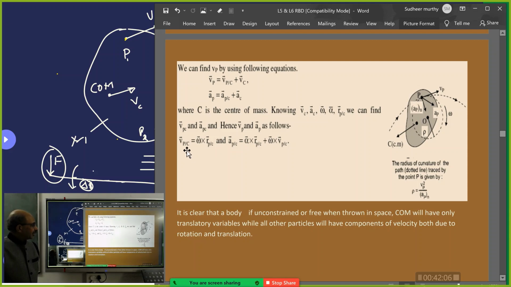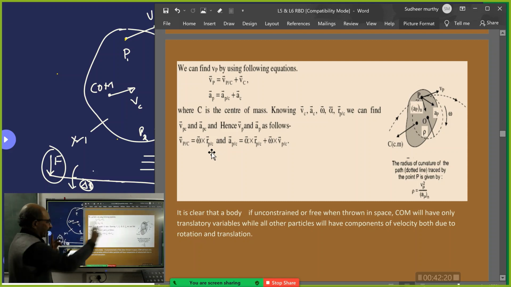Now you see, VP with respect to C is omega bar cross RP with respect to C. That is the perpendicular distance to the point. Got it?